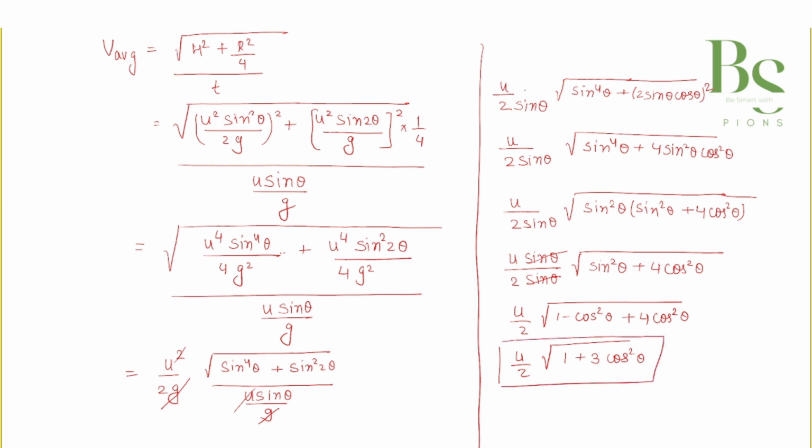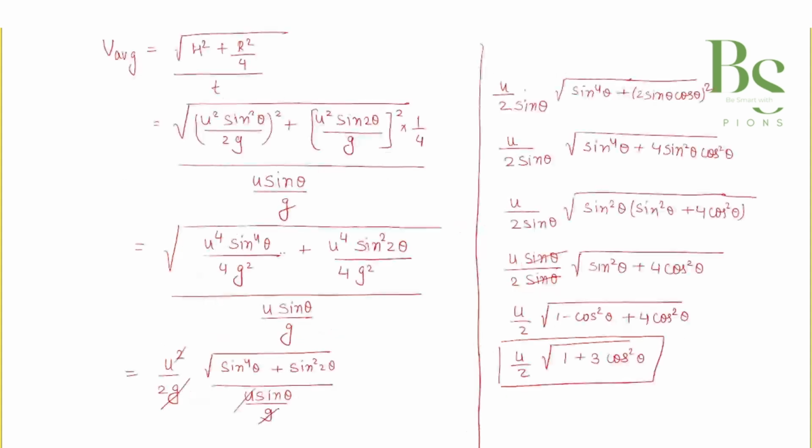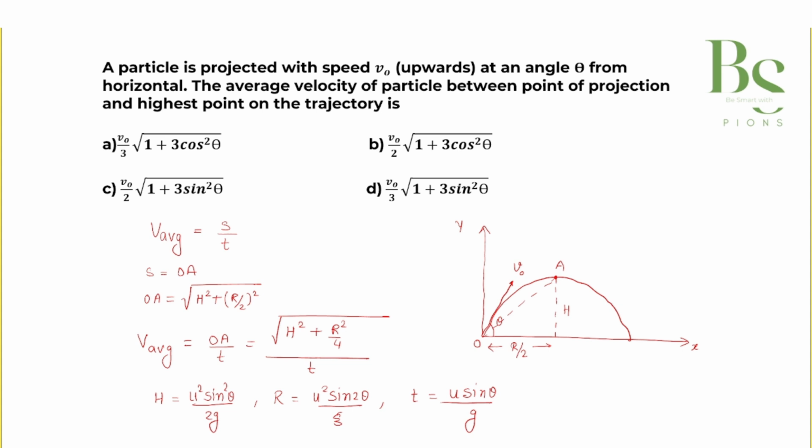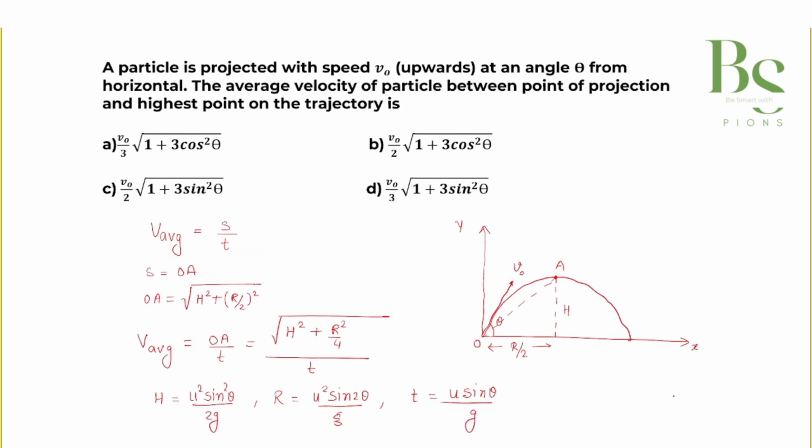So let's see if there is such an expression. u is nothing but v naught as per the question. I have just taken u according to the formula, but here they have given it as v naught. So we can substitute here: our average velocity will be equal to v naught by 2 root under 1 plus 3 cos square theta. Now, that is more appropriate. So, option B.